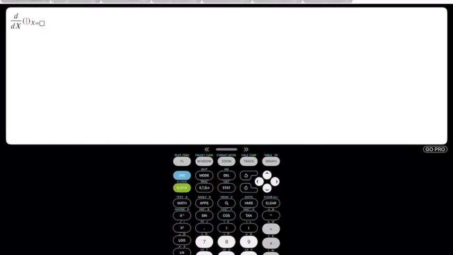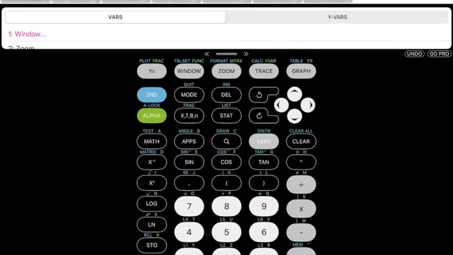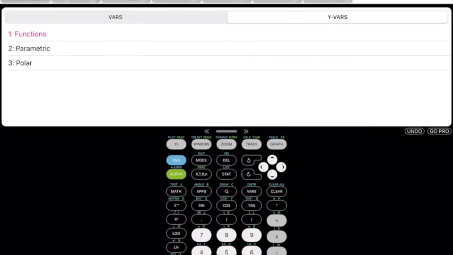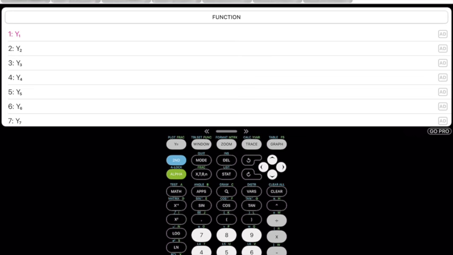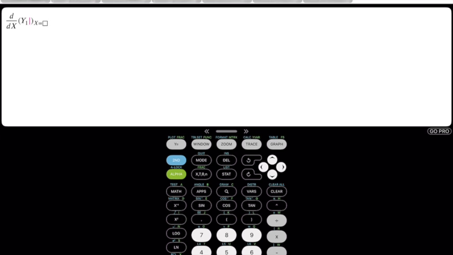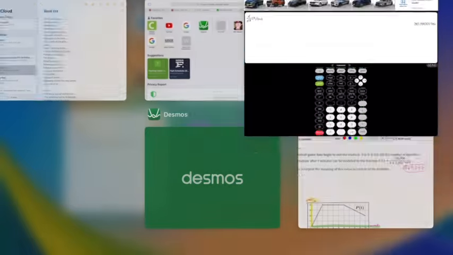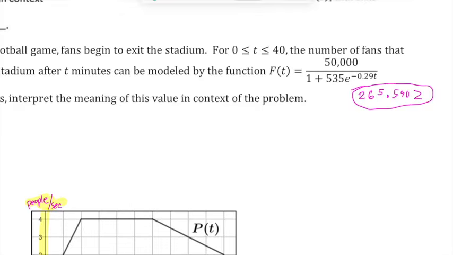So the way to pull that up is to go to variables, which is right here, the one that says variables. And then on the top tab, it says y variable up here if you see it. So we're going to go to y values. Yes, go to functions, which is number 1. And there is y1. So hit it in. So we're going to take the derivative at y1, and we want it at 8. And if you hit enter, there you go. So the derivative of that function at 8 is 265.5902. So that is exactly what we got here.